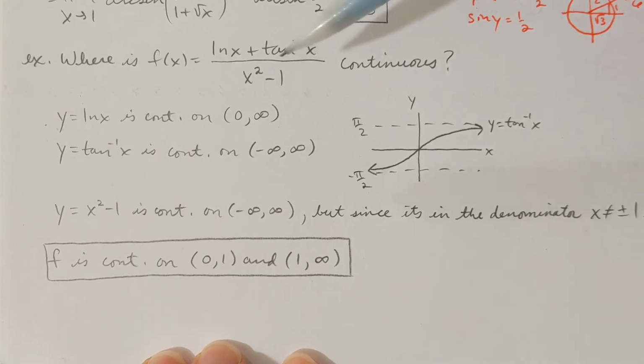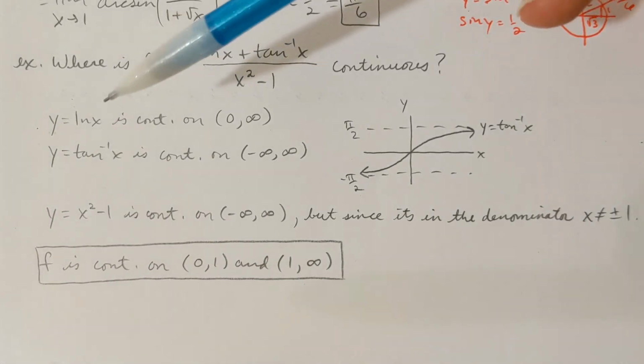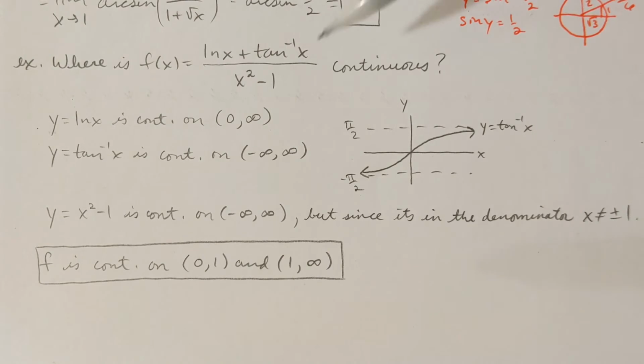Any number that is in the domain of f can be directly plugged into the function in a limit calculation. With ln x, I know I can't take the log of 0 or the log of a negative, so the ln of x would be continuous on the interval 0 to infinity.